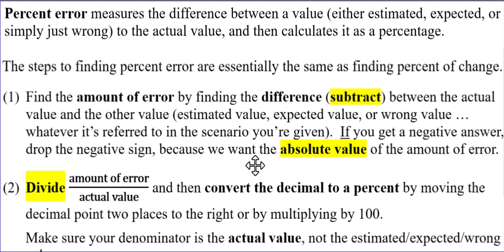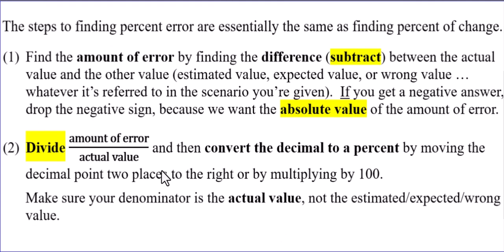Now, why? Because we want to find the absolute value of the amount of error. If you remember from 6th grade math, absolute value is when you take a number and just keep it positive or make it positive if it wasn't already positive. It's defined as the distance from zero, so you're basically dropping the negative sign when we talk about absolute values. Okay, so that's step 1. Pretty easy, especially with the calculator.